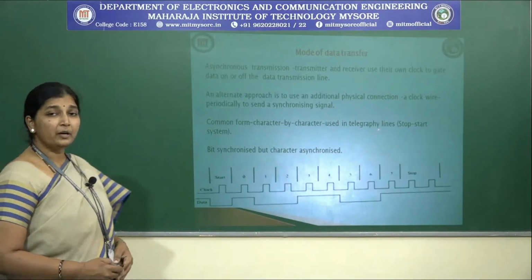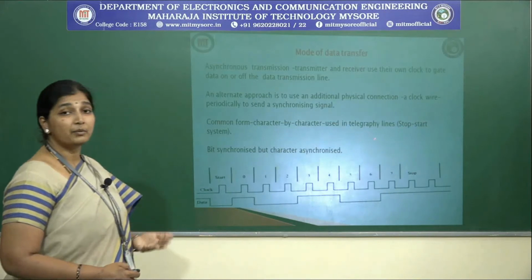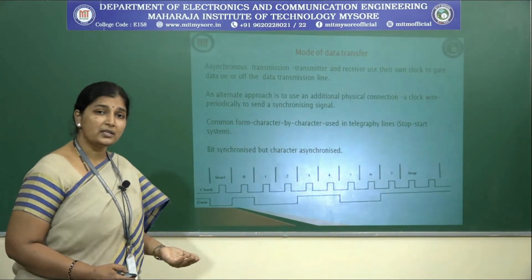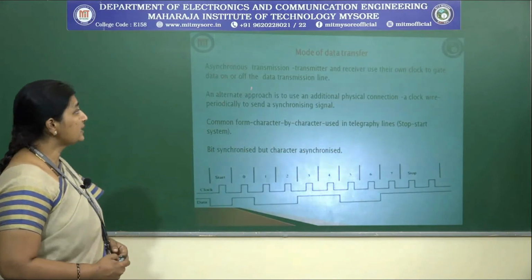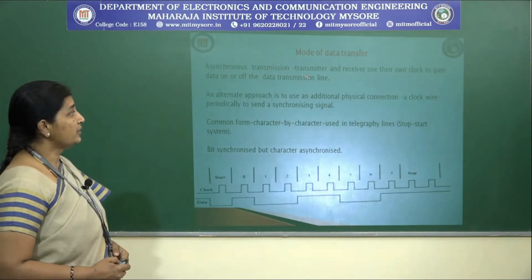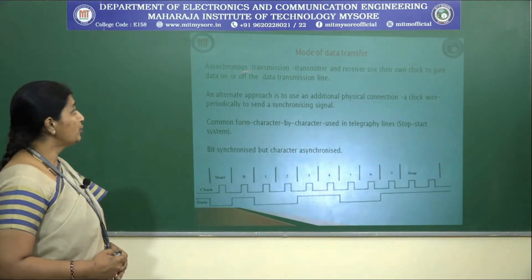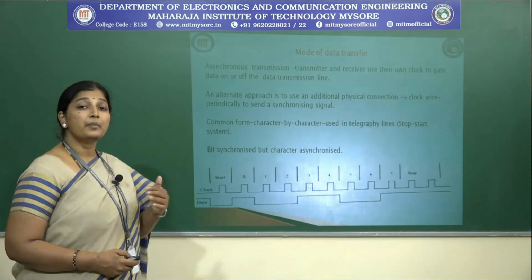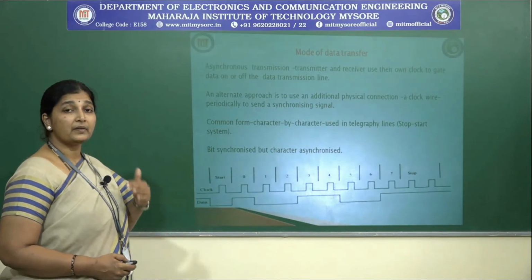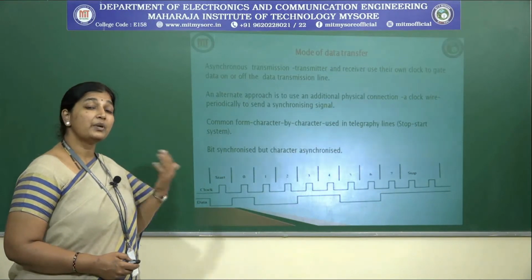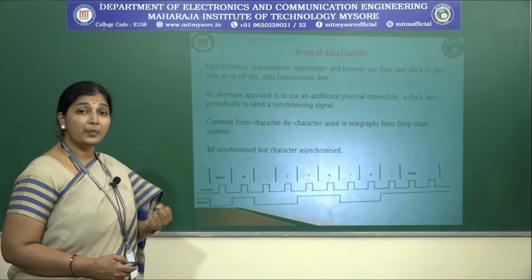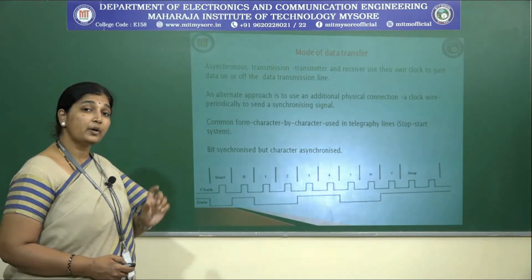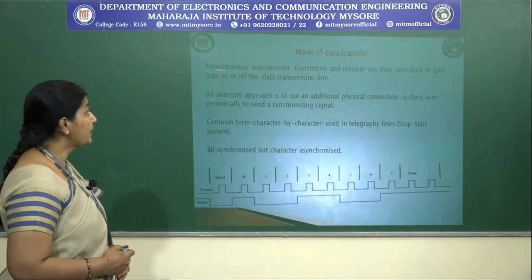Now, after knowing about the different ways in which serial communication is established, first is the mode of transmission. Either it has to be asynchronous or synchronous mode of transmission. So what is asynchronous mode of transmission? In asynchronous transmission, the transmitter and receiver use their own clock to gate the data on or off the data transmission line, based on its own clock pulses. Its own means it can be either the source or the destination. They need not have the same pulse for the start and end of the data signal. Okay, the clock will be different for different processors. So that becomes asynchronous transmission.